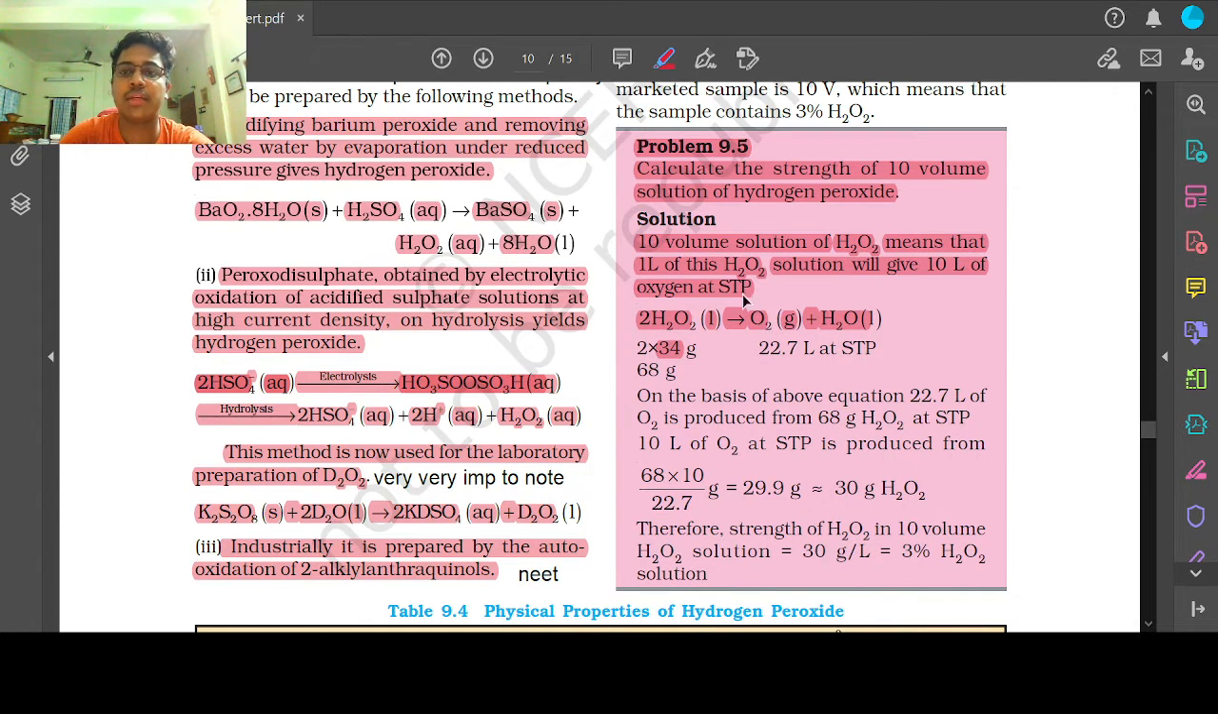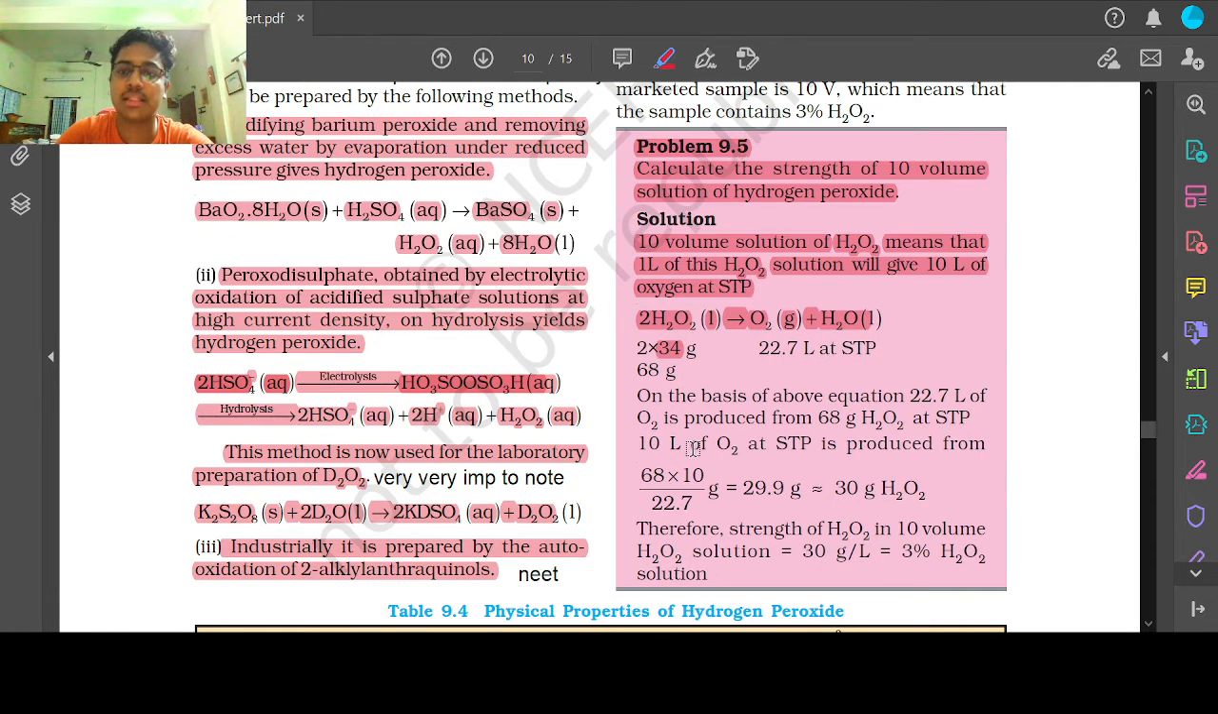Since we are writing this in terms of liters, we'll be converting. So 1 mole is equivalent to 22.7 liters. Okay, so you have done this thing. And when we calculate the side of H2O2, hydrogen peroxide, we'll be calculating this in grams or mass. So 68 grams, that is 2 into 34 grams, where 34 is the molecular weight of H2O2. So 2 into 34 grams, that is 68 grams H2O2, gives 1 mole or 22.7 liters of oxygen at STP.